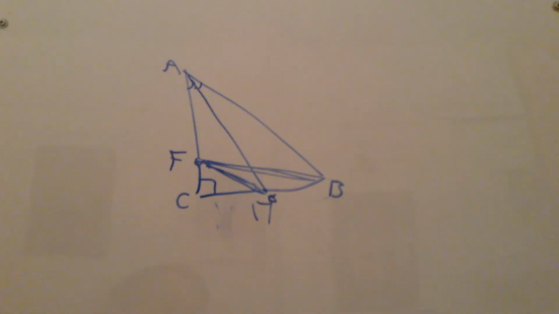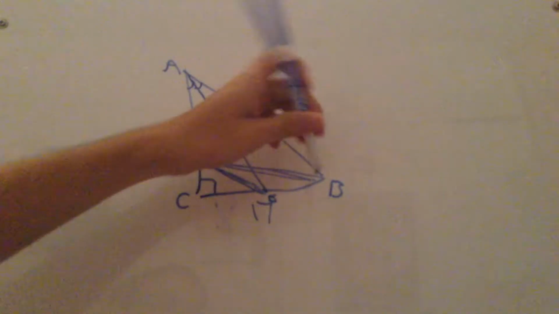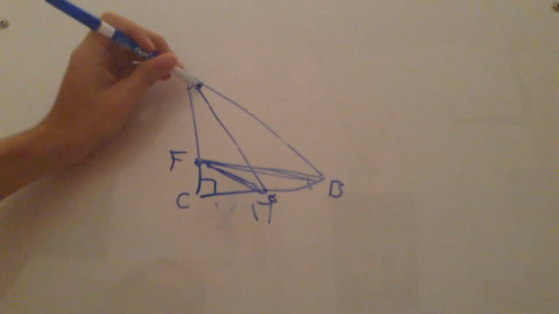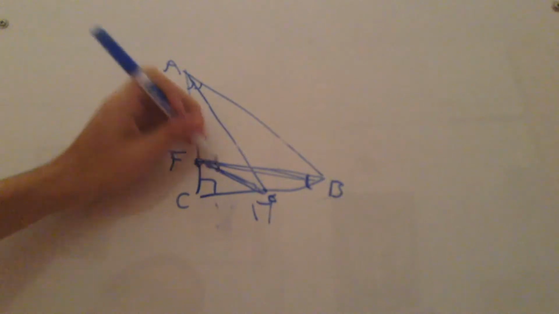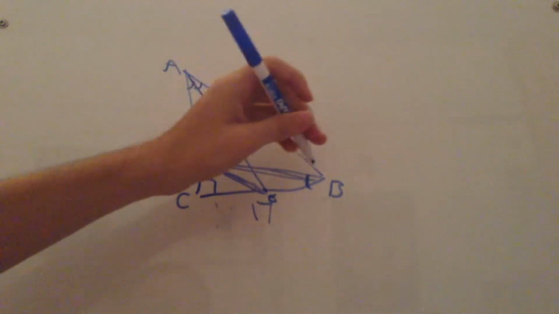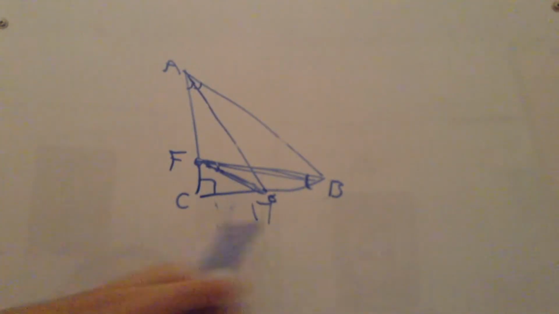Cyclic quad rules. We know that this angle is equal to this angle. So I'm going to move it over here. This angle is equal to this angle. So now we know that angle FEB and angle BFE are the same. So BEF is an isosceles triangle, which actually is really, really nice.